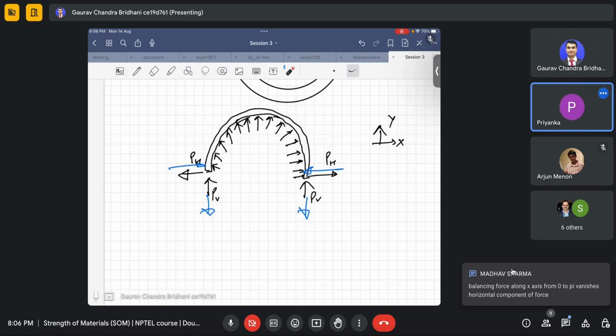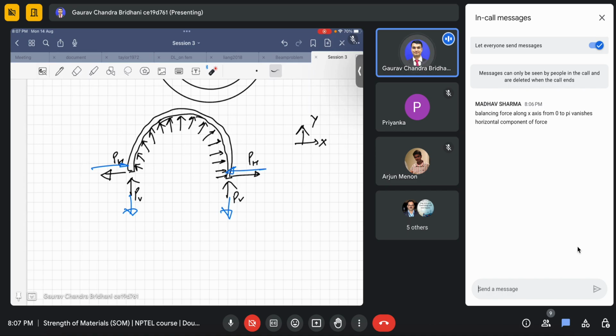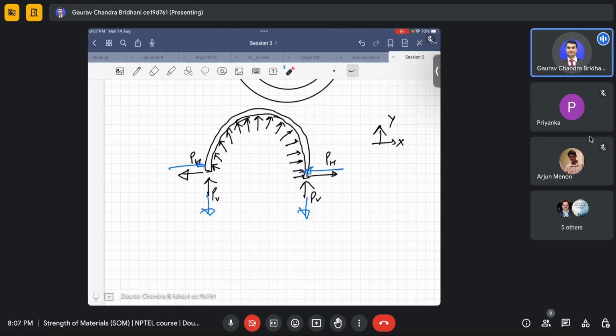Okay. Madhav has commented that balancing forces along the x-axis from 0 to pi vanishes the horizontal component. Exactly what he said. When you do that balancing, it will be 0 basically.